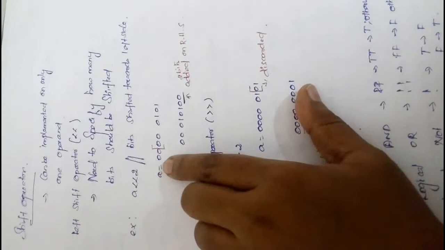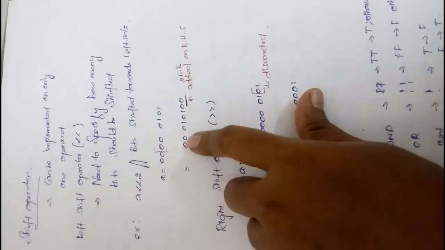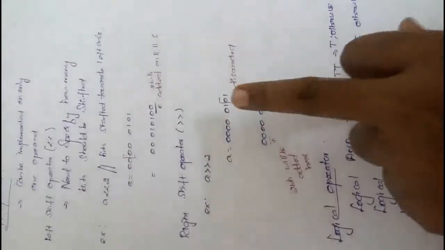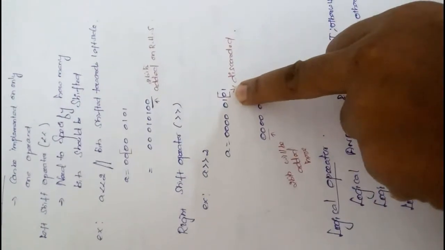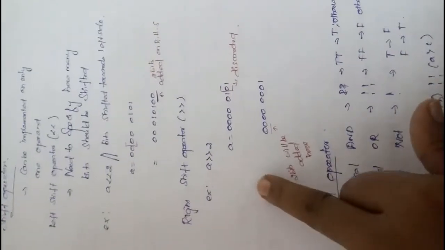So these 2 bits will be discarded, then these 2 bits will be added to the right side. So 00, 01, 01, then 00 will be added on the right hand side. So next one, right shift operator. Right shift is the same thing. That is, on the right hand side 2 bits will be discarded and then that will be added to the front.